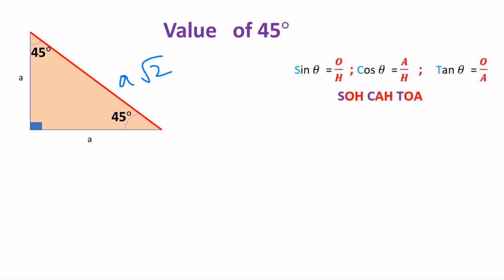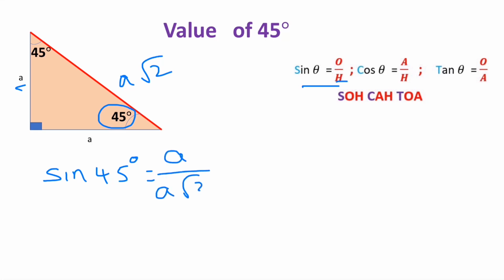Now sin theta is opposite by hypotenuse. So if we are looking from this angle, sin 45 degrees is equal to the opposite side A by hypotenuse A root 2. So sin 45 is 1 by root 2. So cosecant 45 will be root 2 by 1.